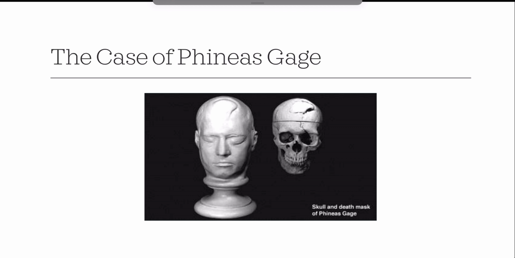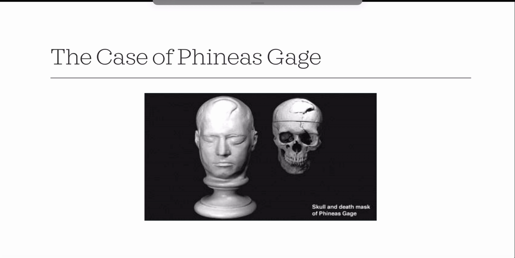So Gage was working on a section of rail in Cavendish, Vermont. On September 13th, he was setting a charge. Because of what occurred, his story is one of the most interesting ones related to psychology. Several versions of what occurred differ somewhat, but basically he was setting a charge and tamping the explosive down into the rock when there was an explosion.